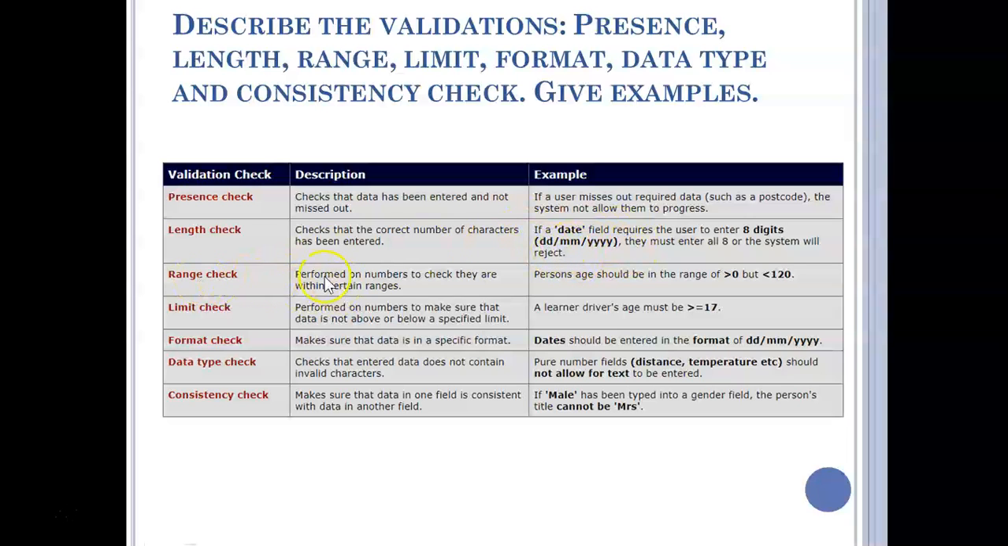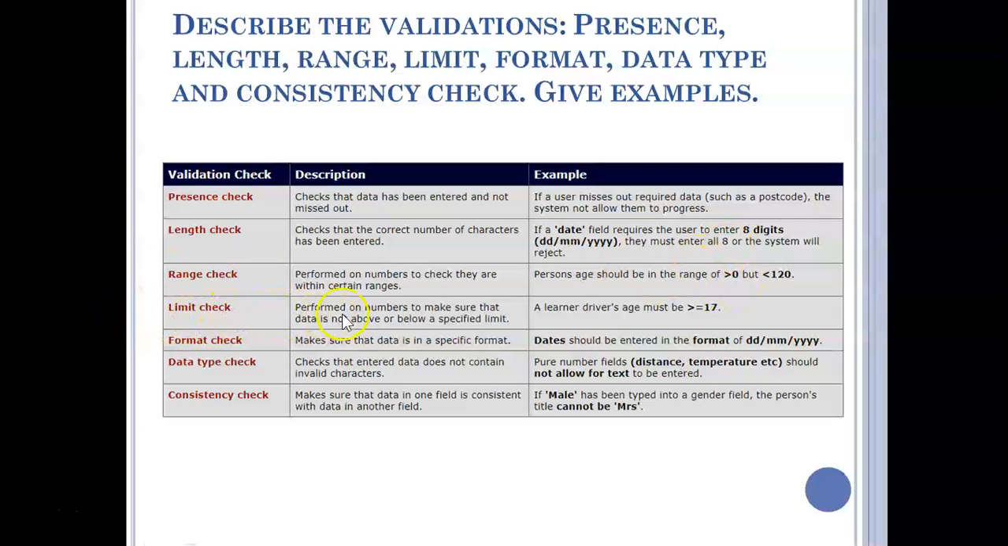A range check is performed on numbers to check they are within certain ranges. If you enter a number into a form, an example here is a person's age, it should be in the range of greater than 0 and less than 120. So your age should be between these two values. Anything outside it might give an error saying that your age is outside the acceptable value. So if you enter -5, it will come back with an error, for example.